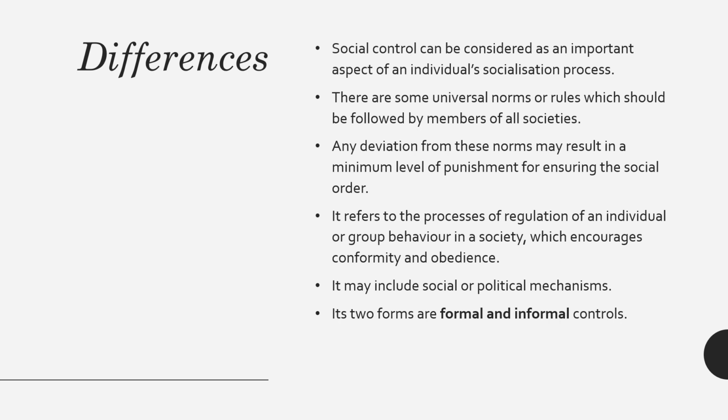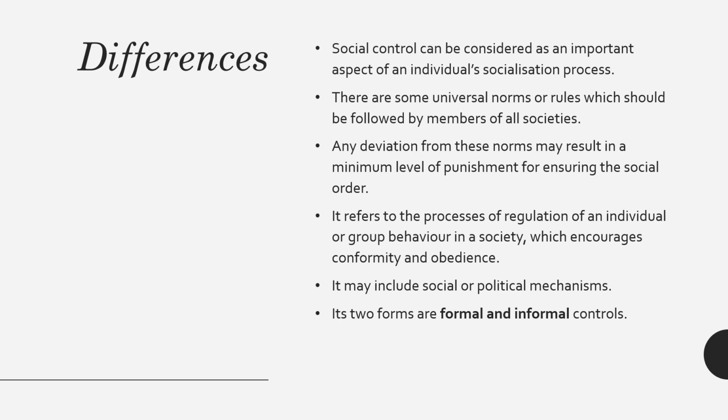So social control really is the process of regulation, and it's the regulation of individuals' behaviour or group behaviours within a society. So it is specific to social norms and can therefore change in different countries, different cultures and different contexts. And what it does is encourages conformity and obedience from society towards those accepted norms and rules that are in place. It can include social and political mechanisms.